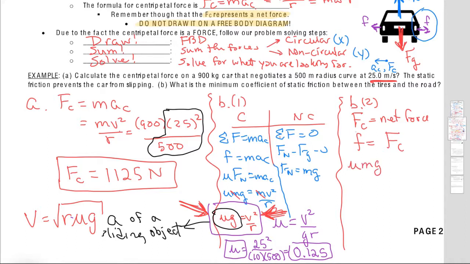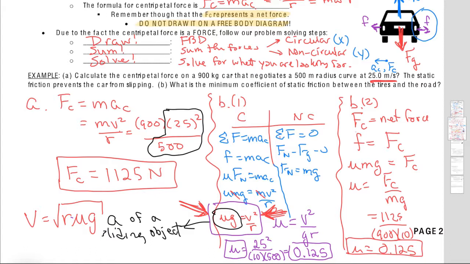I would just need to know the normal force. So it's just mu mg. And so what I'm going to do is solve mu is equal to Fc over mg. So it'd be 1125 over 900 times 10. And you should get the same answer of 0.125. And lo and behold, I do. So the coefficient of friction, you see I solved it two ways. One using my circular way, but then I also solved it just using simply knowing that it's the friction that's causing the net force.